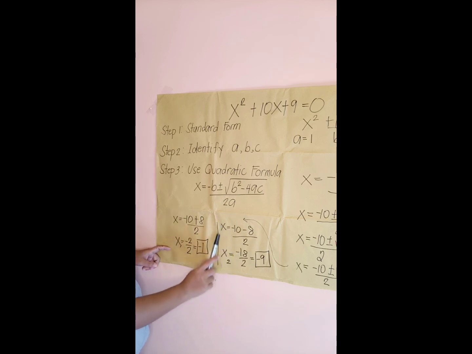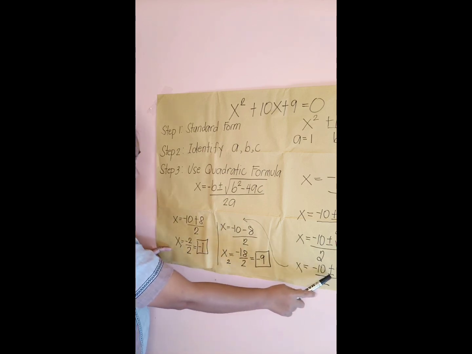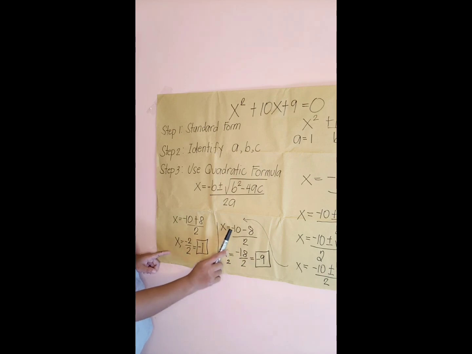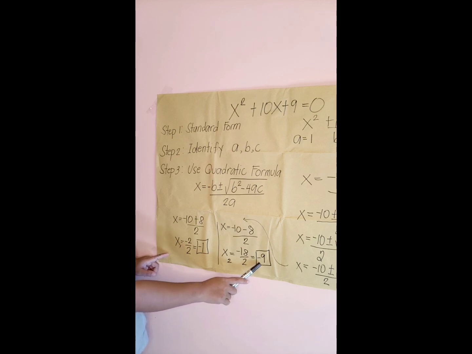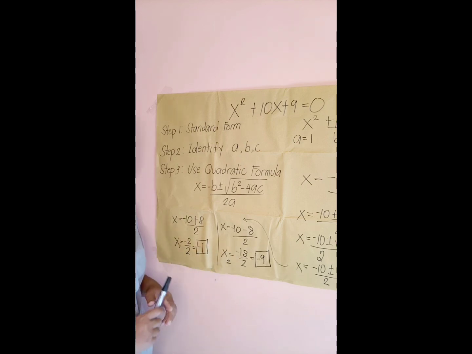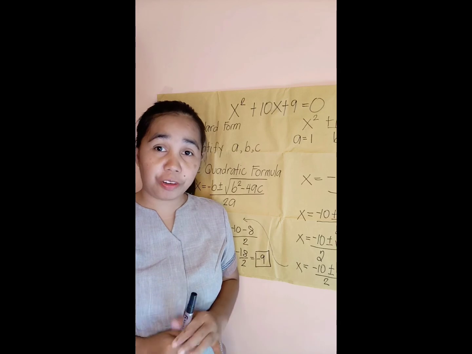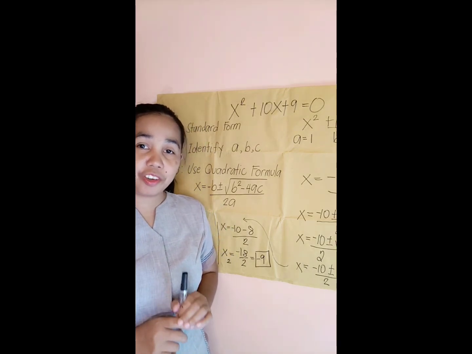And, on the other side, yung negative 8 naman ang gamitin natin. So, again, copy negative 10 minus 8 divided by 2. x equals, what is negative 10 minus 8? Negative 18. Divided by 2, and the answer is negative 9. So, the values of x are negative 1 and negative 9. Okay? So that is how you are going to use the quadratic formula.